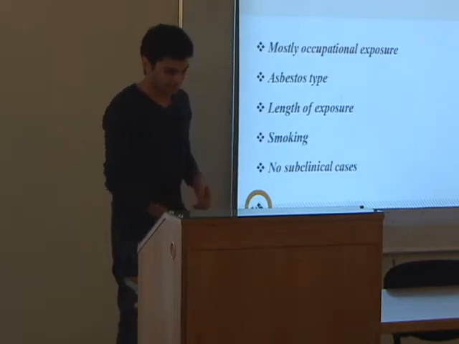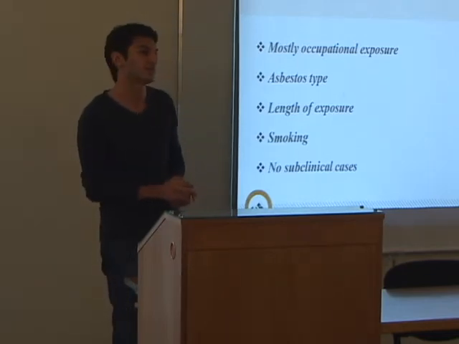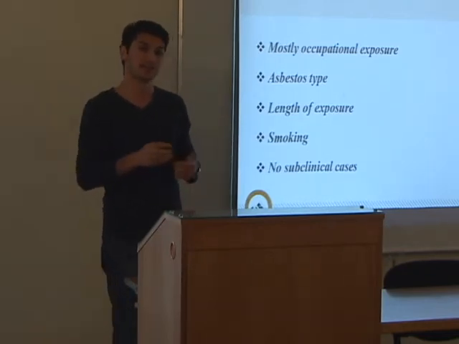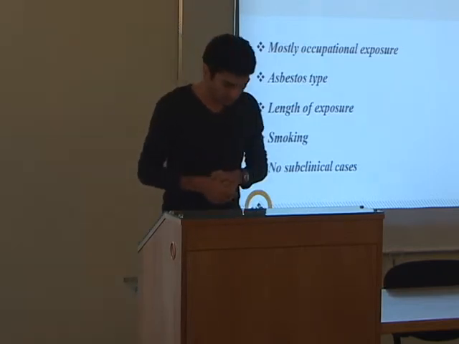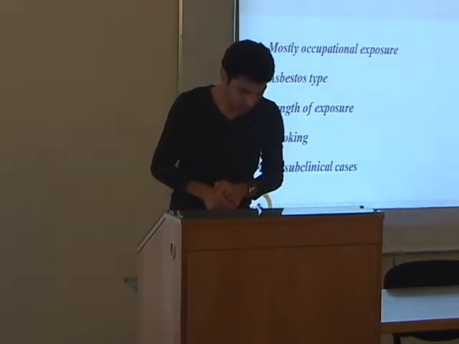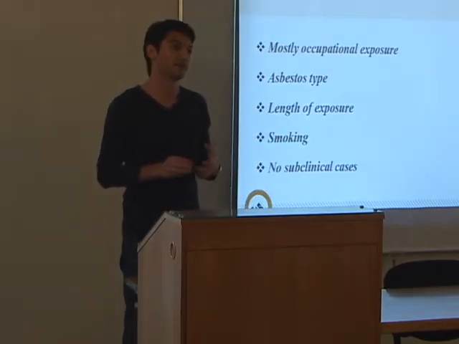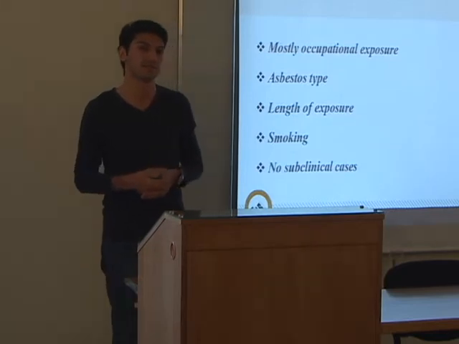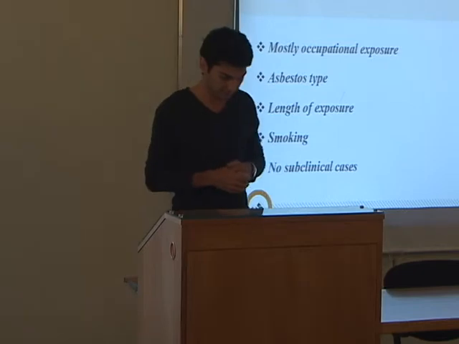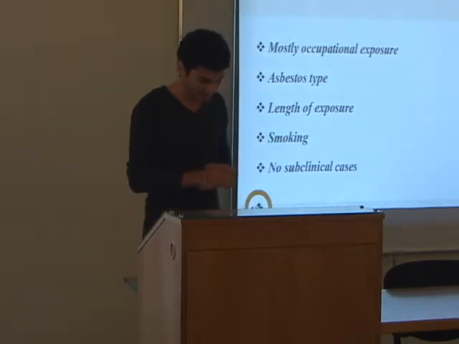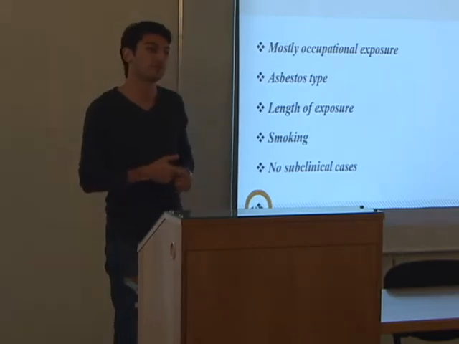So the asbestos exposure is mostly occupational. That's why it was pretty hard to find any data about residential exposure. The occupational exposure should be very heavy. I mean, to develop the disease, there should be heavy exposure for a very long time and rather heavy doses of asbestos. And the type of asbestos is pretty important.